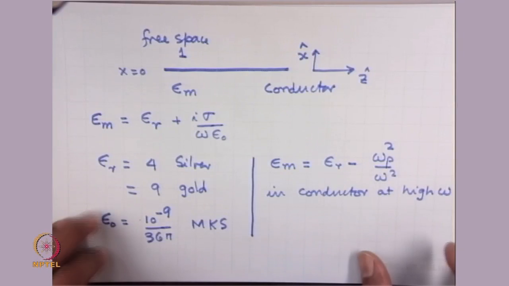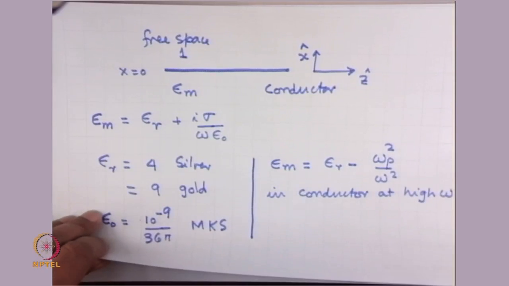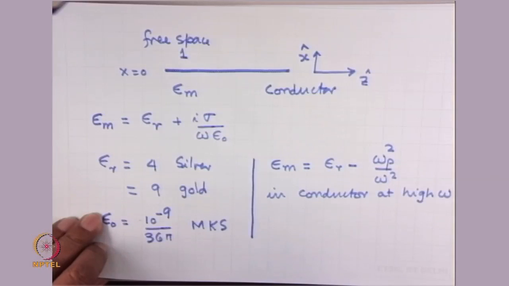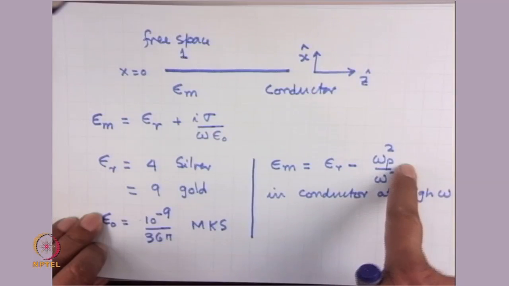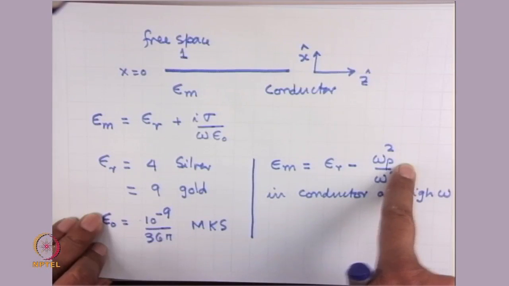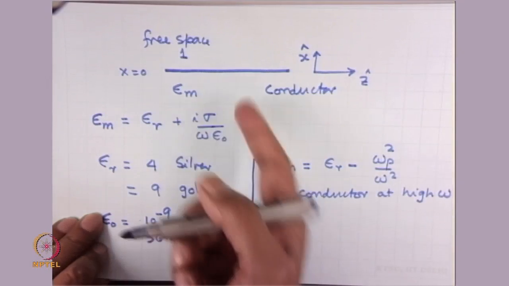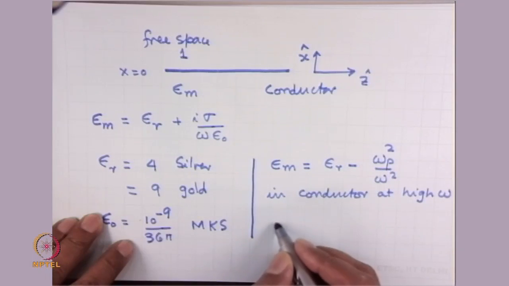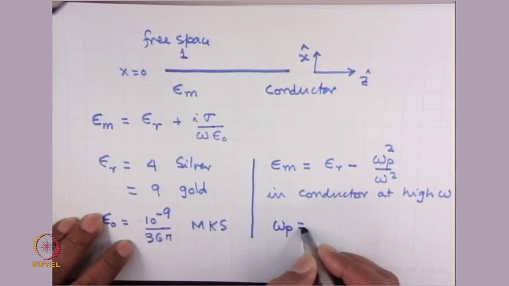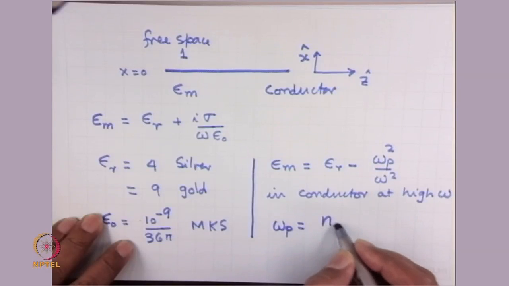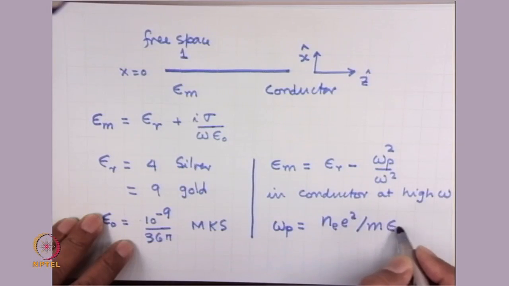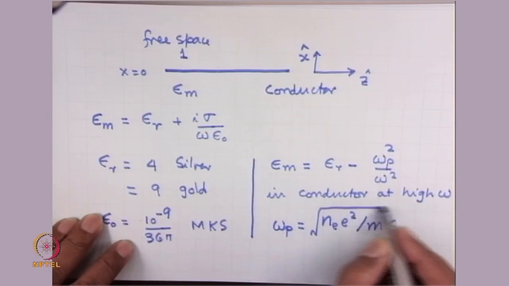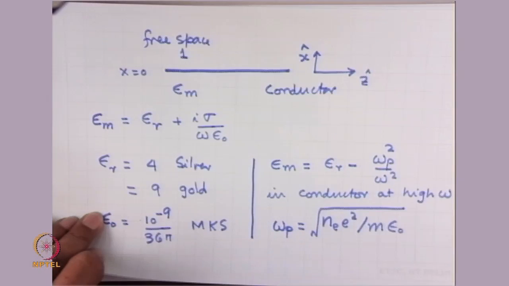So first of all, let me develop a formalism, then we will put in the actual expressions for epsilon m. One may certainly recognize that this quantity depends on frequency. Omega p is the plasma frequency, which is related to the density of the conductor. If there are free electrons there, then omega p is related to free electron density as N e square upon m epsilon 0 under the root. This is called the plasma frequency.